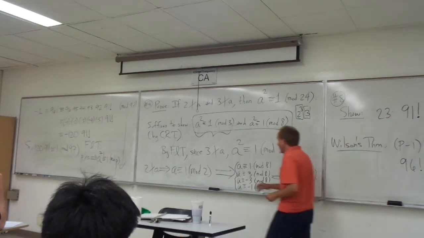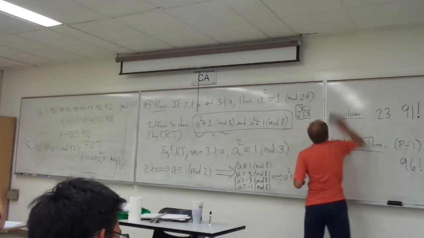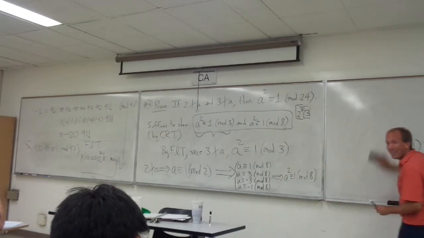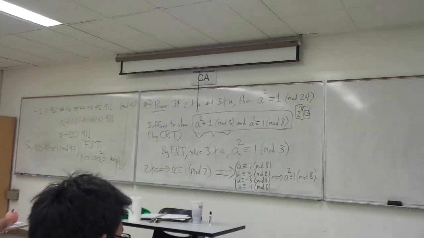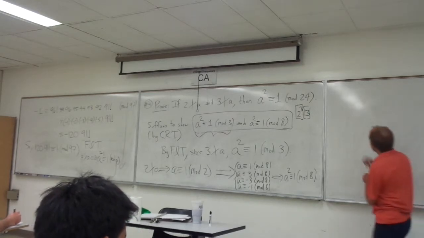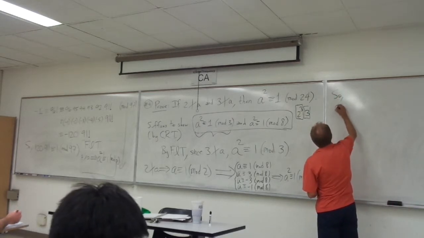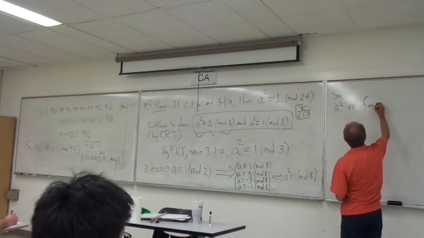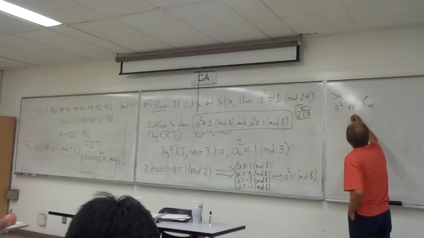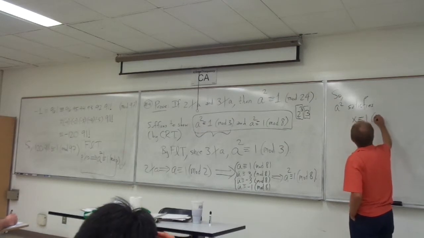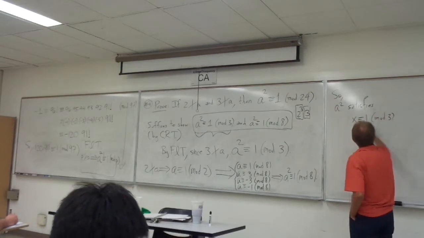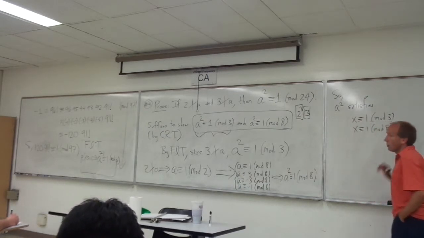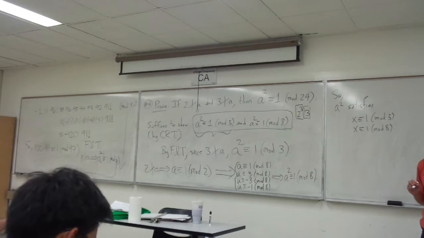So what that means is that, let's write our conclusion. I would like conclusions to be written out here on something like this. So the conclusion then would be A squared satisfies, I like it when people set up the system. So we have the system x congruent to 1 mod 3 and x congruent to 1 mod 8, right? So both of those are true.